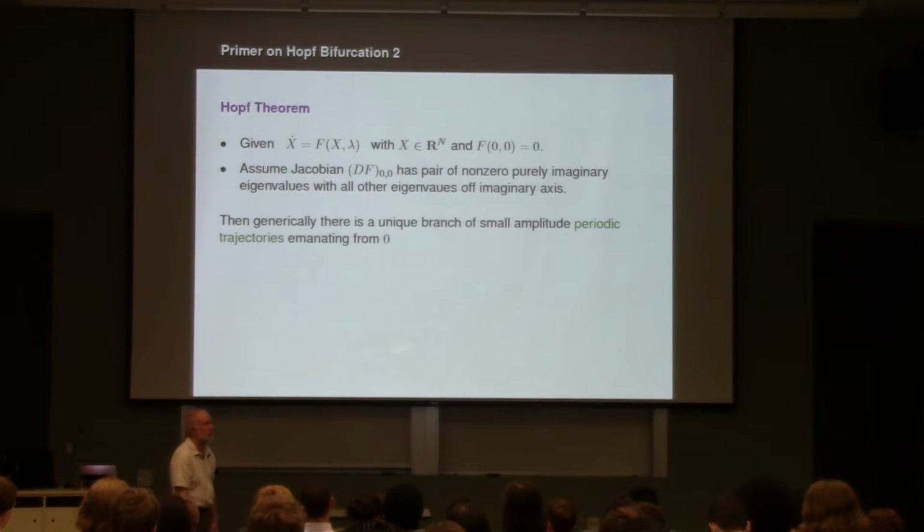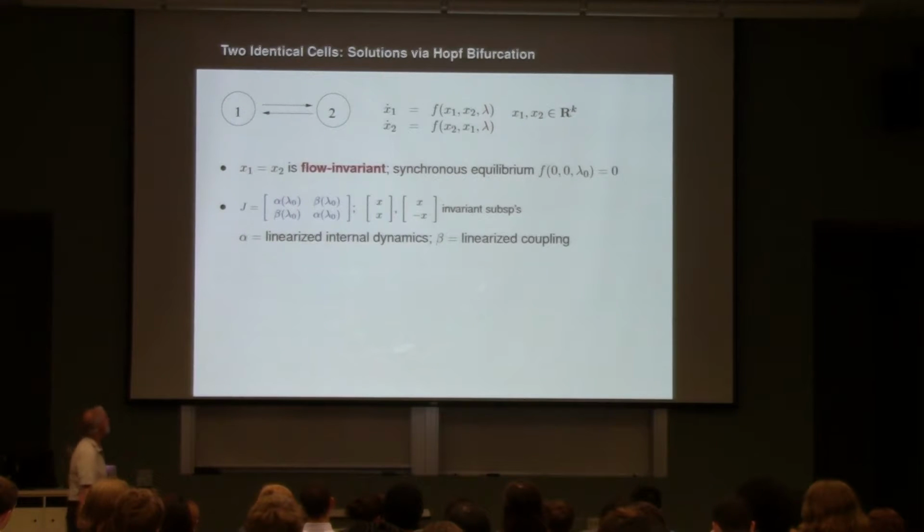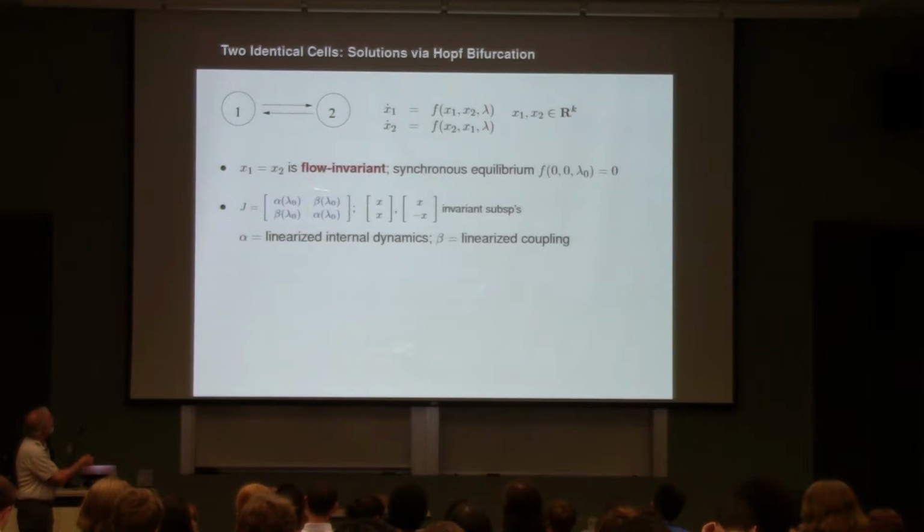about the linearization. Can I write down a formula for the solutions? No. Do I know they exist? Yes. And that's what I'm looking for. Okay. So let's go back to this two-node example and ask, what does the Jacobian look like if I have a synchronous equilibrium, say, at the origin?